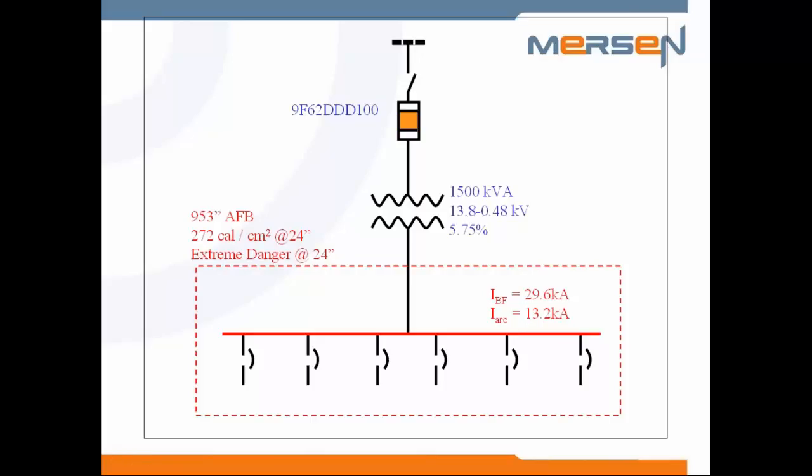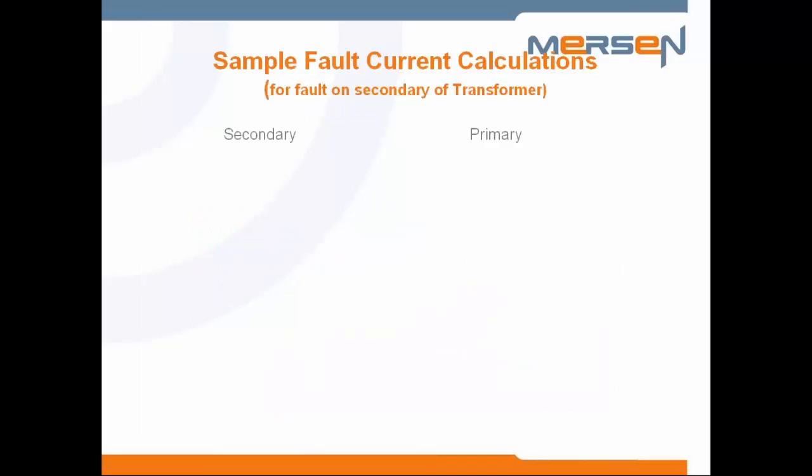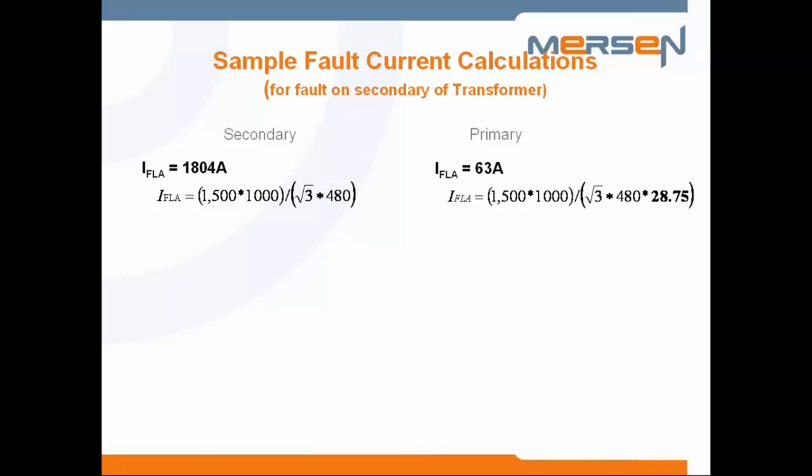The arcing current shown here, if you notice, is near 40% of the bolted fault current, and that's where the problem is. If we look at the numbers specific to this application on the next slide, we'll get some insight as to why it's difficult to get incident energies below 40 with the current limiting fuse on the primary of the transformer. That 1500 kVA transformer has a full load current of 1800 amps on the secondary side, which translates to 63 amps on the primary.